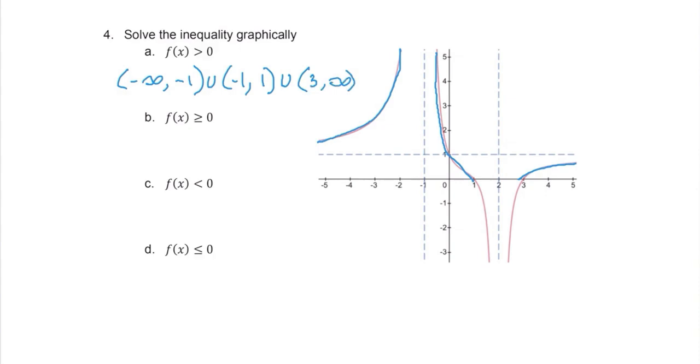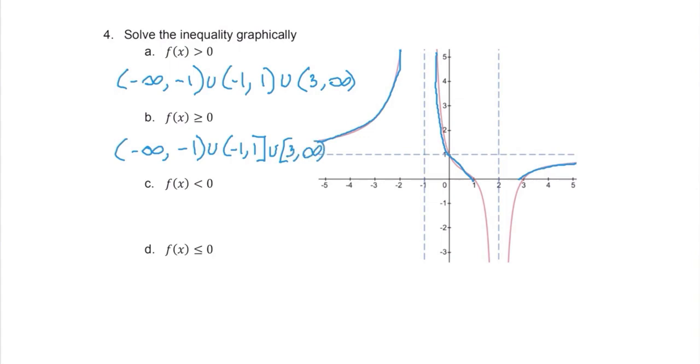Example B, very similar to A. This time we can include x-intercepts because we have equality. Make note, you cannot include your vertical asymptotes. So we have negative infinity up to -1. We don't include it. Union -1 up to 1. This time we can include the 1 because it's an x-intercept. Then we'll union that with 3 bracket up to positive infinity.